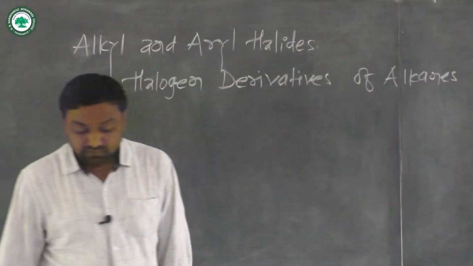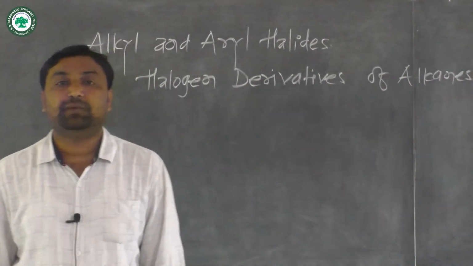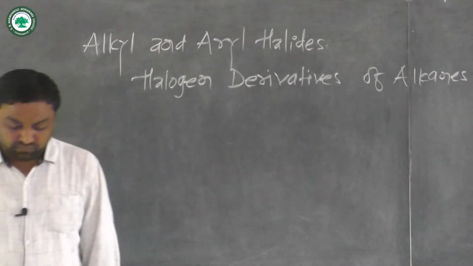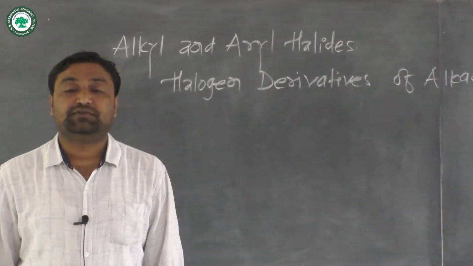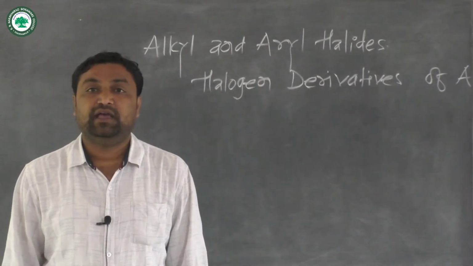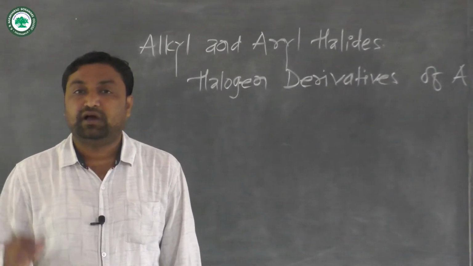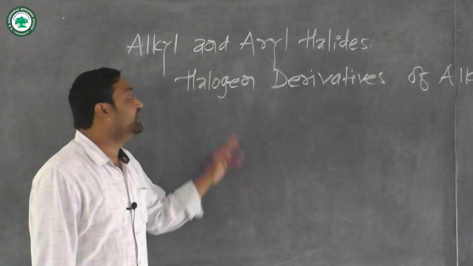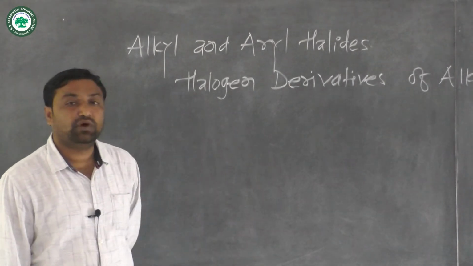Now, these halogen derivatives of alkanes are nothing but, if we replace hydrogen atoms from an alkane by the corresponding number of halogen atoms, then that species or molecule is called a halogen derivative of alkane.